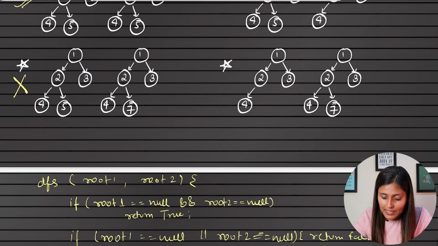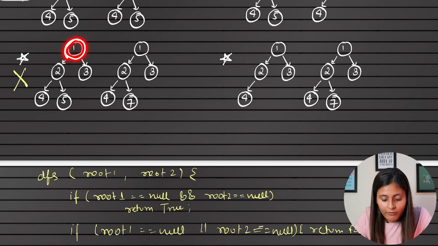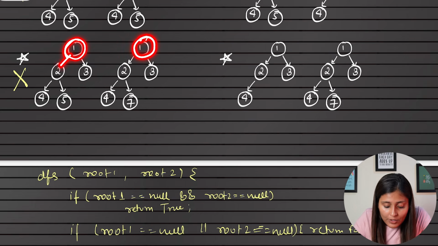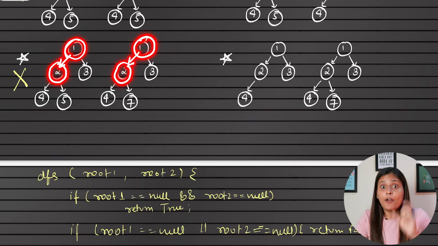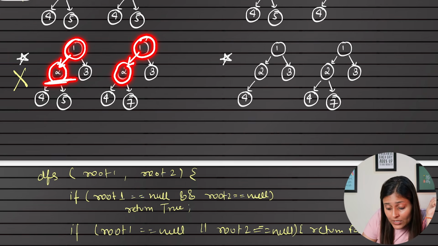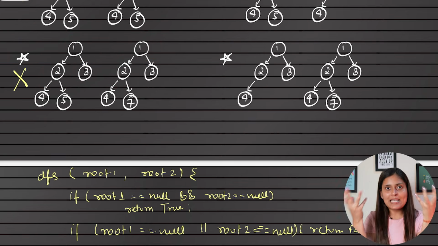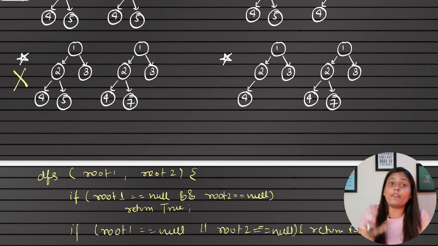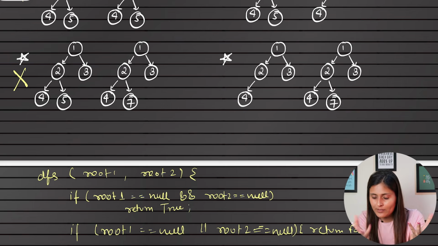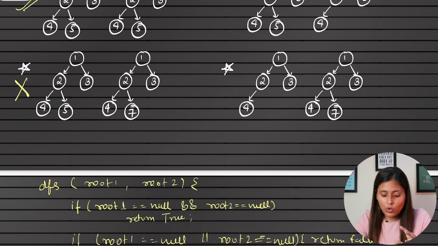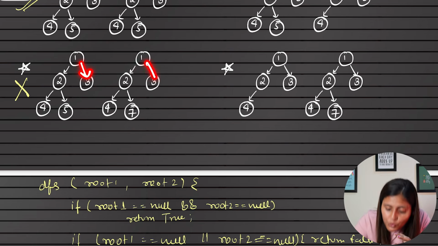root 2 dot left. Why? See, when we were at 1, root 1 dot left we want to send and root 2 dot left we want to send. Why? Because we want to check if this 2 and this 2 are the same as a node and in value also. Correct? So in the left function call, we have to send both together. And similarly for the right function call, root 1 dot right and root 2 dot right together.